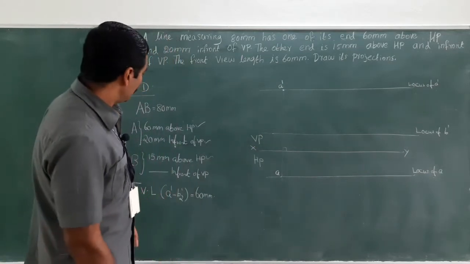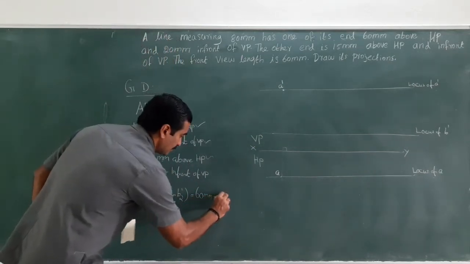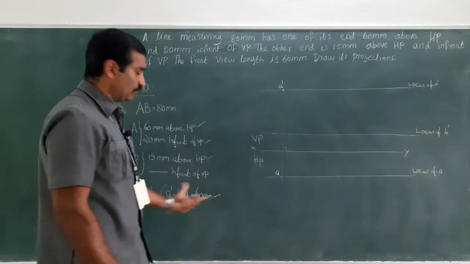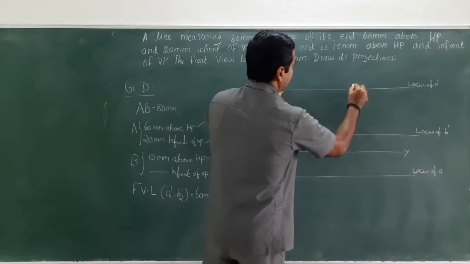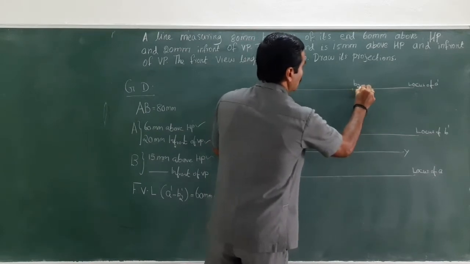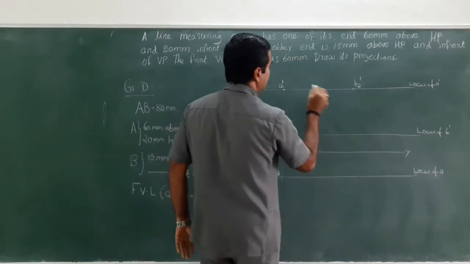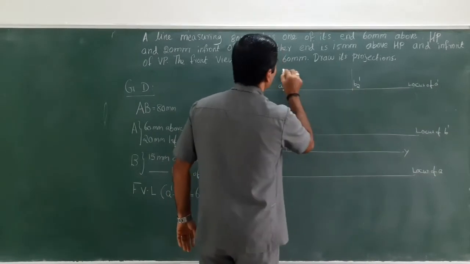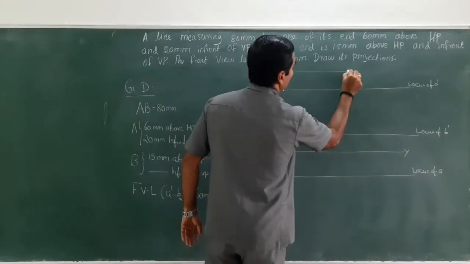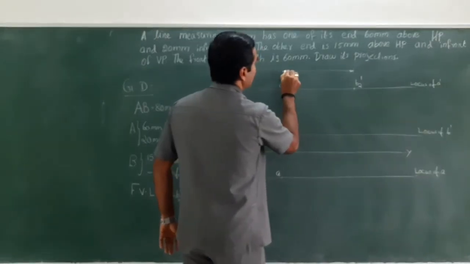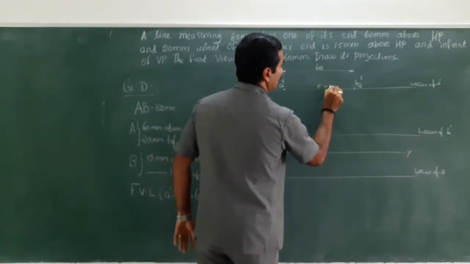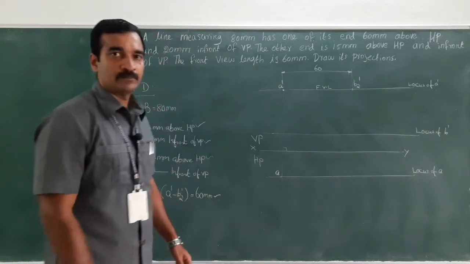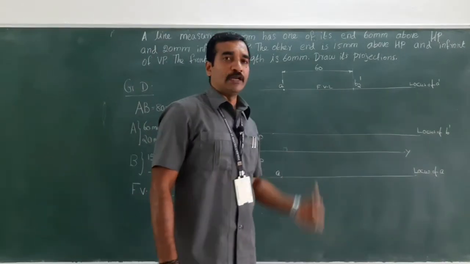Now, the front view length is 60 mm. So take 60 mm from A dash and mark it here. This could be B2 dash. This length is nothing but the front view length. This is 60 mm. So, I got the front view length.